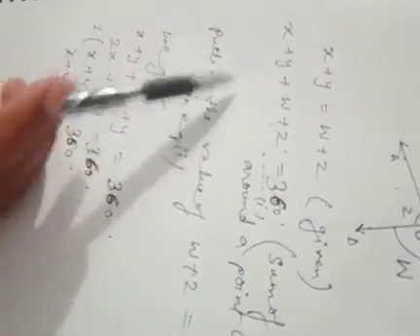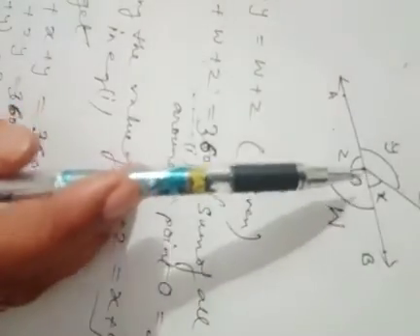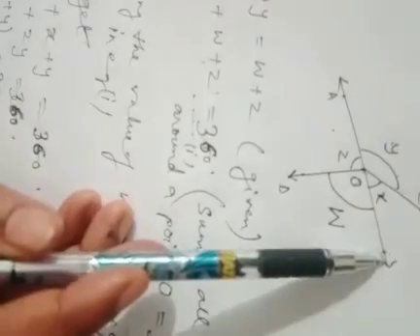Okay. So now question number 4. Now in the question number 4, read the question number 4, x plus y is equal to w plus z, and then prove that AOB is a line. So here you have to prove that AOB is a straight line.